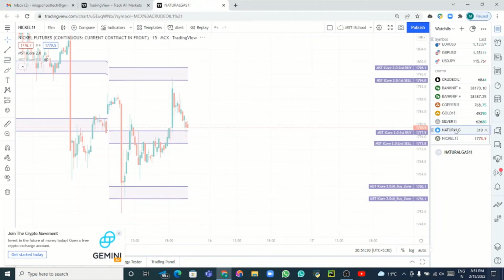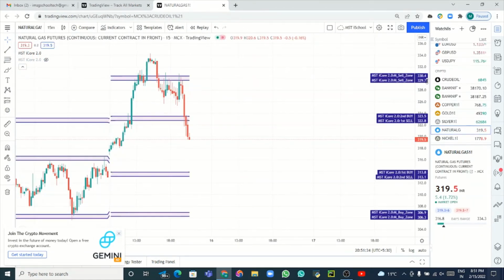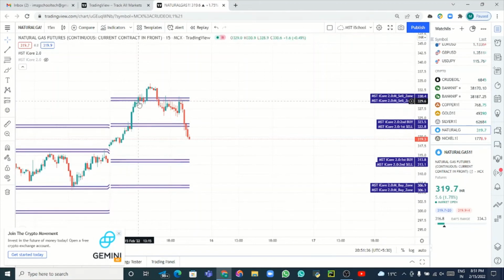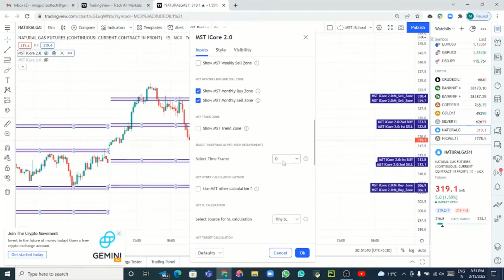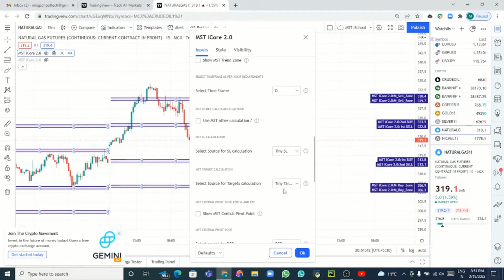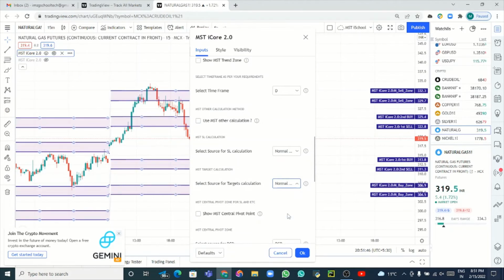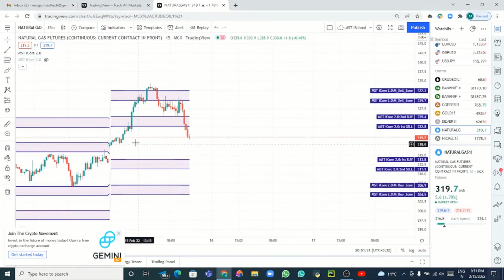So let us see natural gas. So in natural gas what you have to do, we have to keep it in normal mode because the price of the natural gas is very small. So we have to click normal SL and normal targets. So here what happened? First sell activated, then target is not given. So second buy activated, all the targets have been achieved.